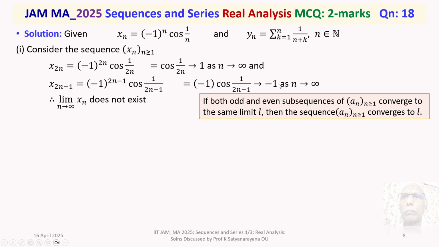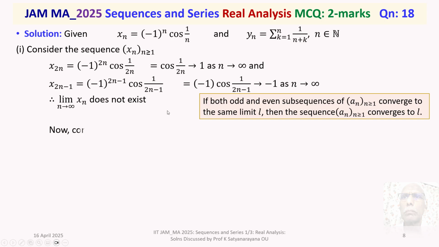So, they are tending to 2 different limits. Therefore, it's not a convergent sequence, and in fact, the limit does not exist. The limit does not exist as n tends to infinity.